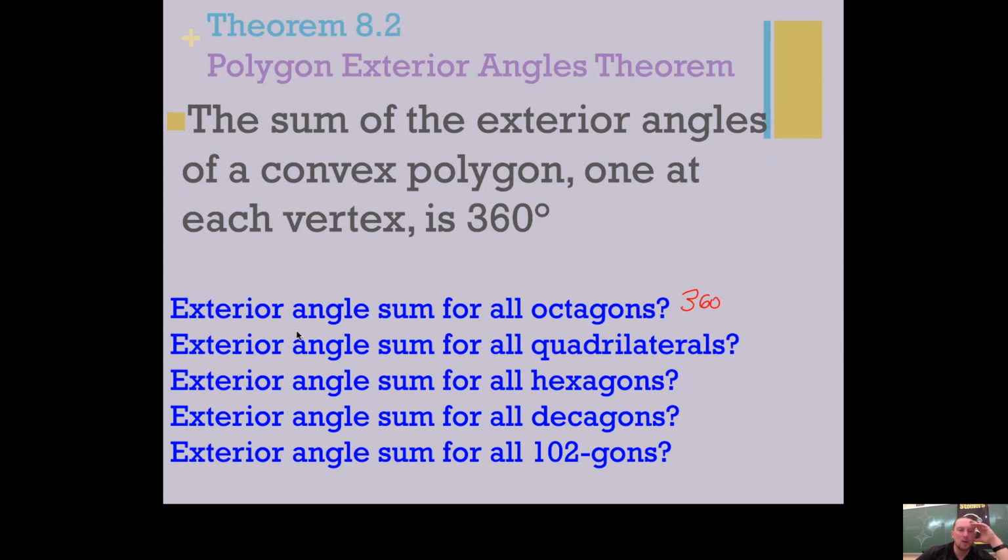360. How about the exterior angle sum for quadrilaterals? 360. Exterior angle sum for hexagons? 360. Decagons? 360. 102-gons? That's 102 exterior angles. What do they add up to? 360. You don't need a formula for the exterior angles. The exterior angles are always 360. That makes things a lot easier.